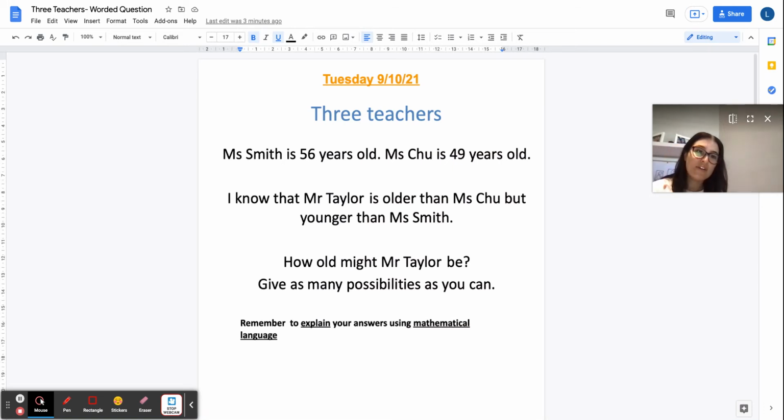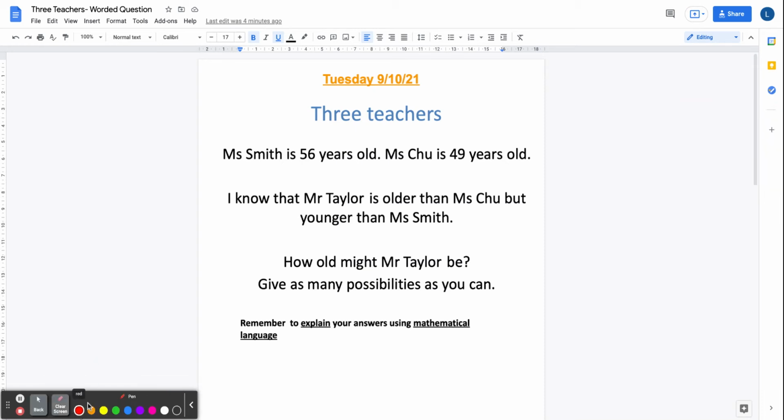So again, our focus for today is place value, and we're looking at two-digit numbers. We're going to read a word problem today, and we're going to explore the many different answers that there can be. So there's more than one answer today, and our focus is how do we explain our answers. So again, our mathematical language, how can we explain our answer? Let's read through today's task.